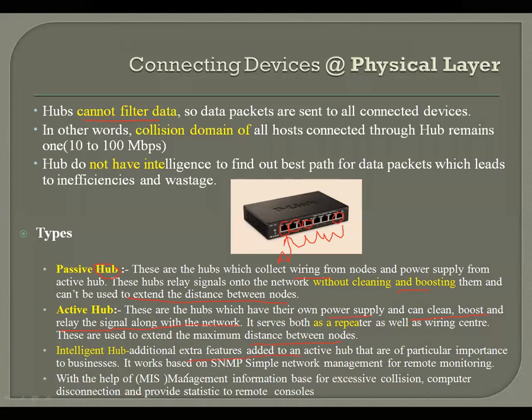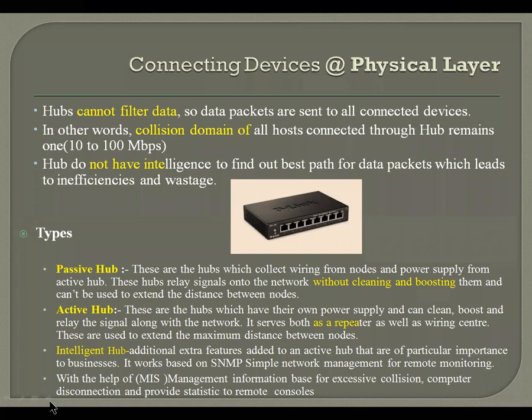From a business perspective, they have added something that works on the basis of the SNMP protocol, that is, Simple Network Management Protocol, for remote monitoring. Generally, an intelligent hub is required to get information from the remote sources with the help of the MIB, that is, Management Information Base, for things like excessive collisions or a computer being disconnected, and to provide the statistics to the remote computer. So this type of information can be provided to the remote computer with the help of an intelligent hub.